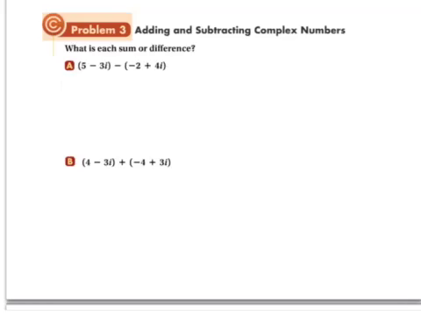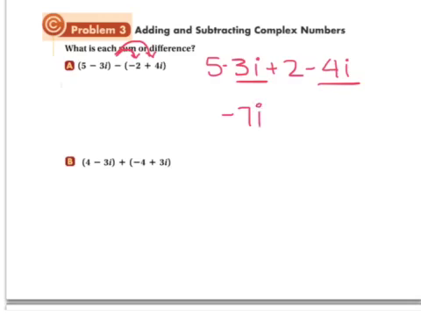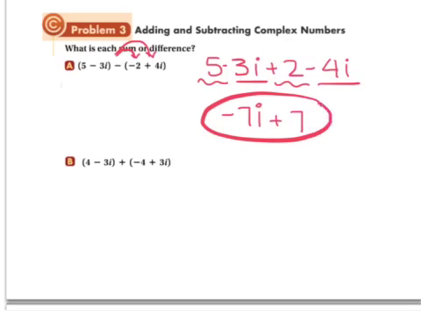So when you're adding and subtracting terms with i, when you have complex numbers that you're adding and subtracting, it's really just like adding and subtracting like terms. So if we have this, we want to distribute that negative sign. 5 minus 3i minus negative 2 is plus 2, minus positive 4i is minus 4i. And then just like combining like terms, negative 3i, negative 4i is going to give you negative 7i. 5 plus 2 is 7. And that's all there is to it. That's your answer.